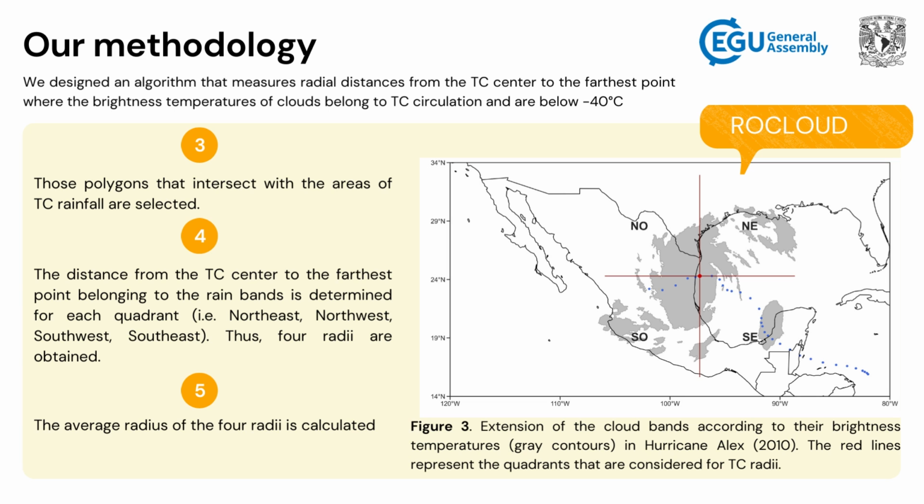The contours of the polygons are converted into points to measure the distance from the center of the storm to each of them and take only the maximum value for each quadrant, defined as northeast, northwest, southwest, and southeast, as shown in figure 3. So four radii per position are calculated. Finally, an average affected area is calculated using the information of the four radii previously obtained.